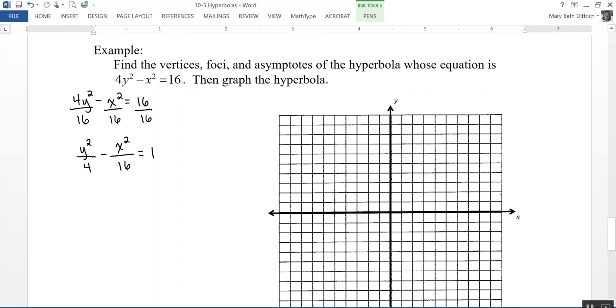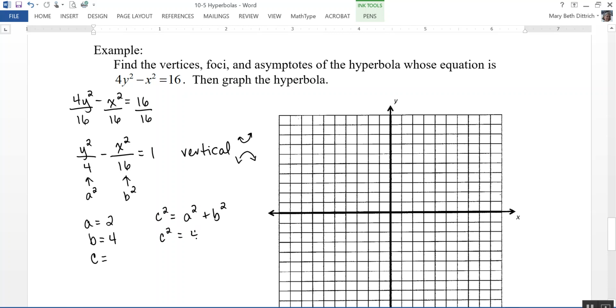You'll notice that y comes first. It's basically y minus x, so that means this is going to be vertical, which means it's going to be opening up and down, so it's going to look like this. Okay, and this is a squared, this is b squared, so a is equal to 2, b is equal to 4. Let's figure out what c is, since I'll need that for my foci. So c squared equals a squared plus b squared, or c squared is equal to 4 plus 16. So c is equal to the square root of 20, which is equal to 2 square root of 5.